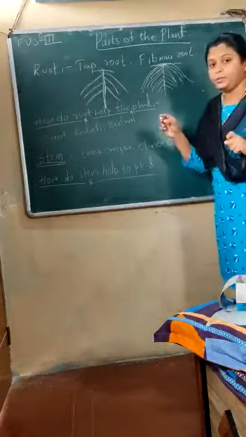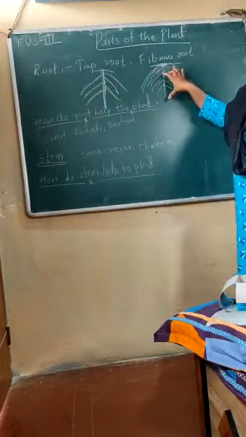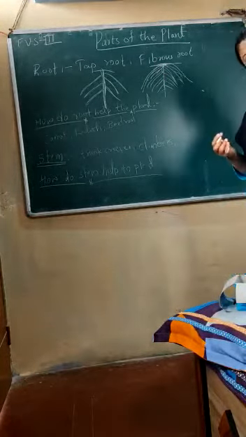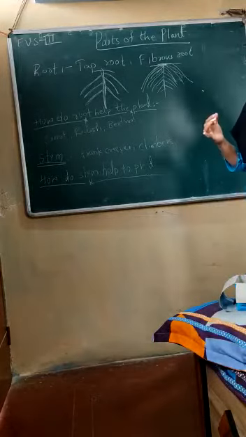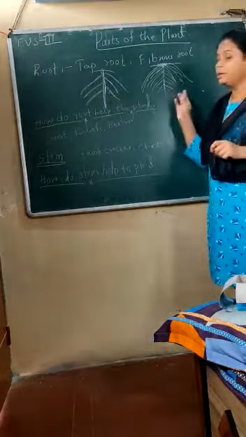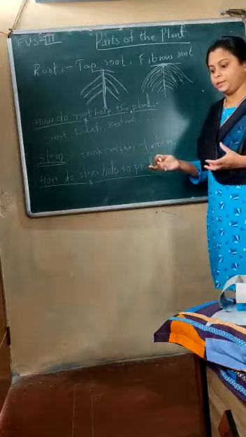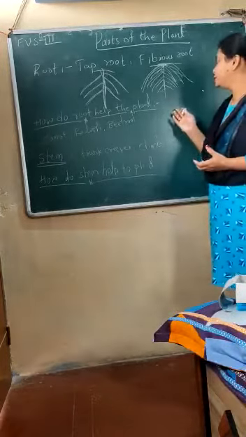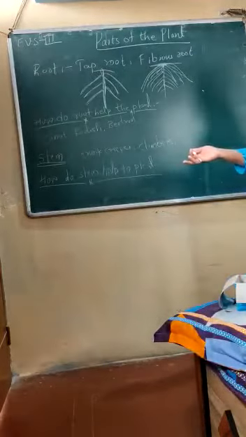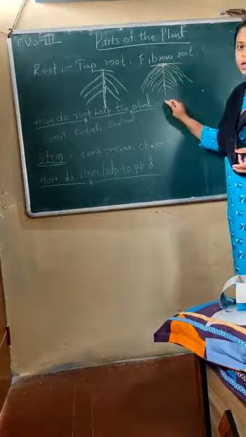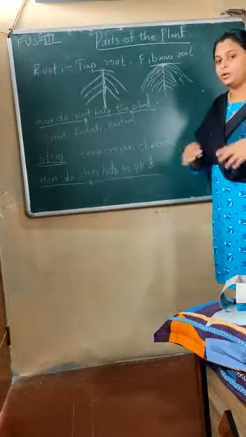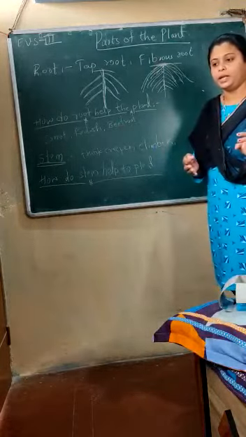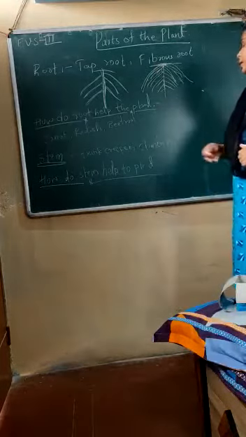Multiple branches we have, and compared to the taproot these are not at all strong. There is no main branch for this, and they are very soft and thin, just like fibers, and they will not go very deep into the soil. For example, grass, coconut tree, and some other vegetables all have the fibrous root. They have many different branches, all the same at a time, and they hold the plant. Wheat and some other plants have the fibrous root.